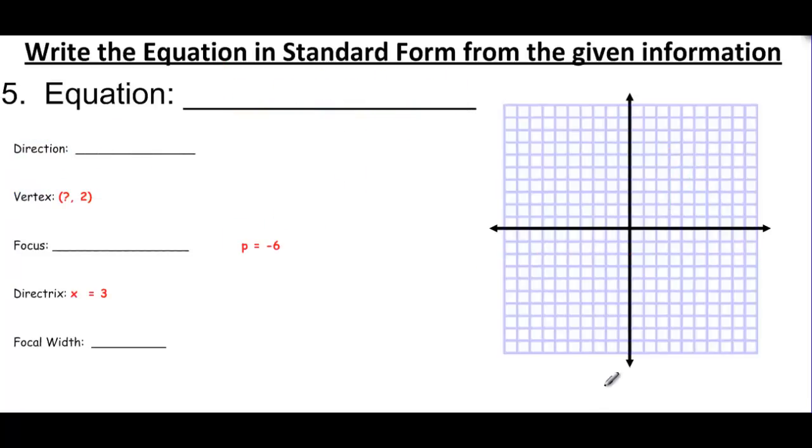In my last example like this, I give you a little bit weird information. It could be a little bit more difficult. I need to again know the direction. I give you the vertex and I give you the p. Well, at least I give you part of the vertex. So how is this going to help me? Well, let's plot some of this stuff.